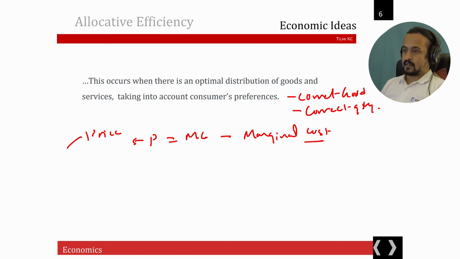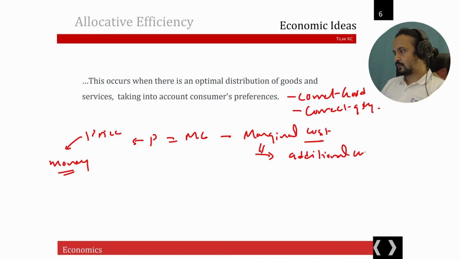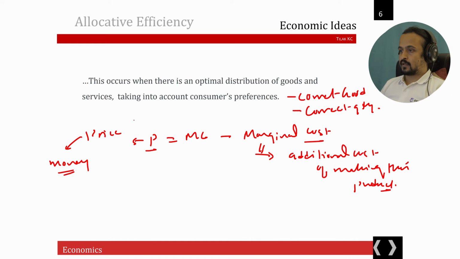The price is the amount of money that consumers are willing to pay for this particular product, whereas marginal cost refers to the additional cost of making this product. Here price represents the consumer side of the equation, whereas marginal cost represents the producer side of the equation.